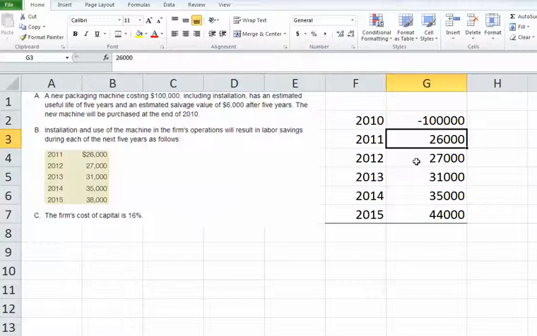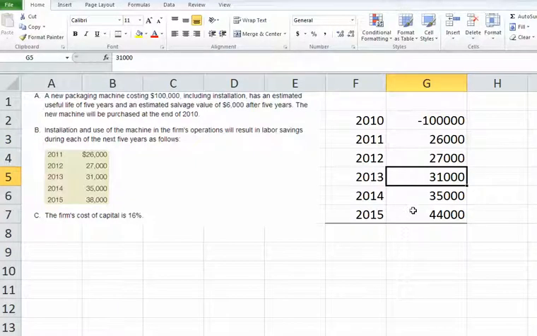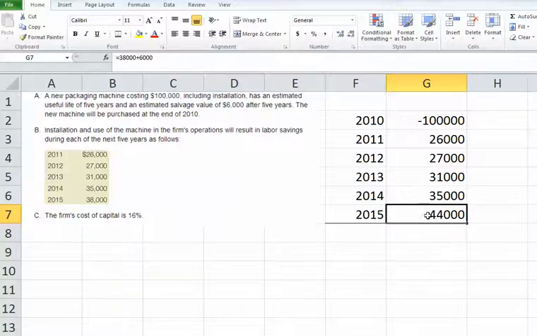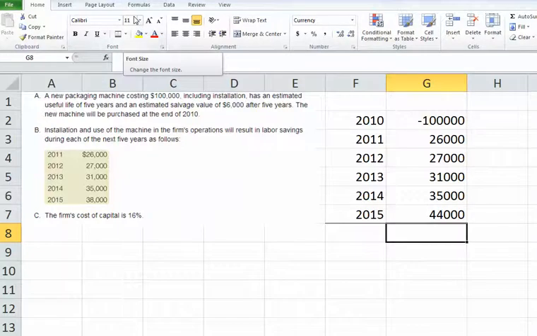$26,000 cash saved or inflow, then $27,000 in 2013, $31,000, $35,000, all the way down to 2015, where we had the $38,000 cash saved plus a $6,000 salvage. That's money the company will get back when they sell the equipment at the end of its useful life. Now we can use Excel to calculate the internal rate of return.